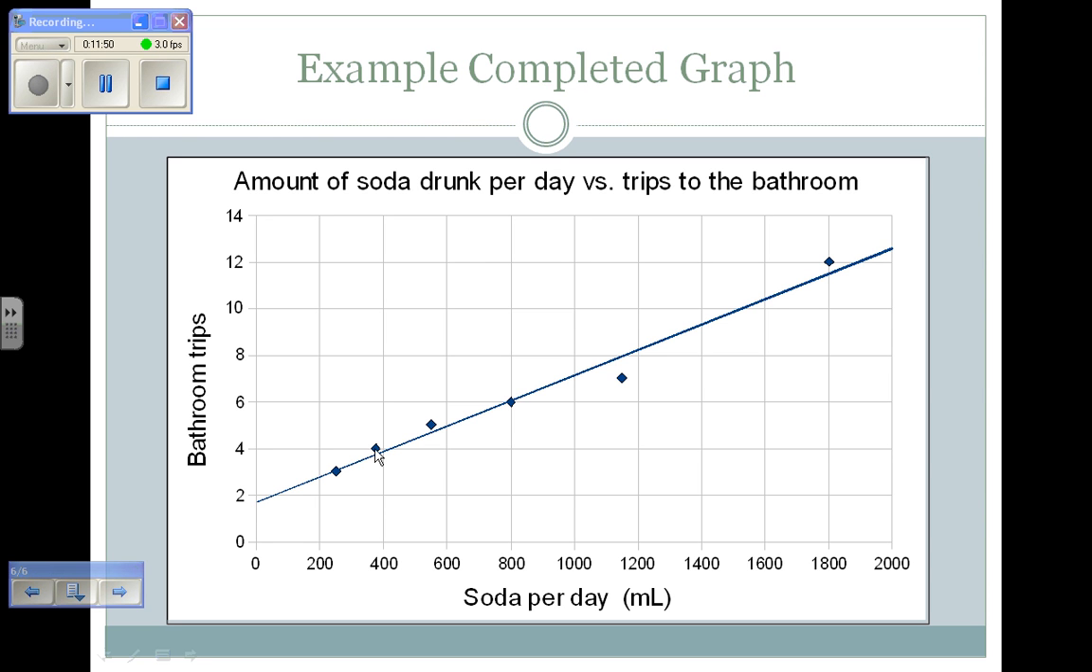This is called that best fit line. You'll notice that some data points are above and some are below our line because it's telling us the average number. We're going to practice this in class, but hopefully this is kind of a quick overview of what you need to know to produce a good graph.